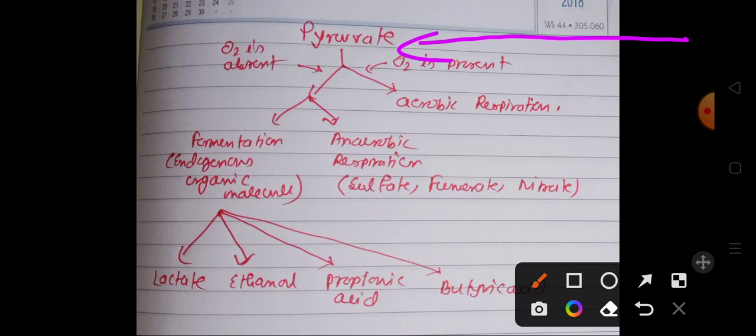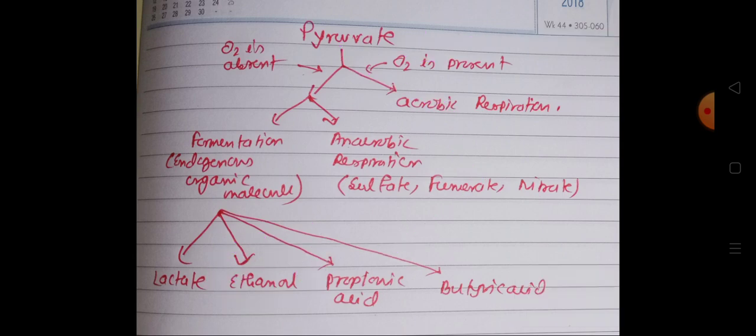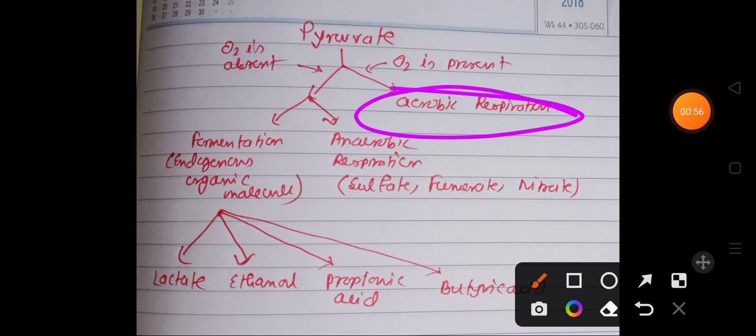If oxygen is present, we all know what will happen: this pyruvate will be converted into acetyl CoA with the help of a complex called pyruvate dehydrogenase complex. We have already done a separate video on that. Then via Krebs cycle it will produce ATP, and then from that Krebs cycle it will enter the ETC, right? That is very common to us. So this is aerobic respiration, and this is not today's topic.